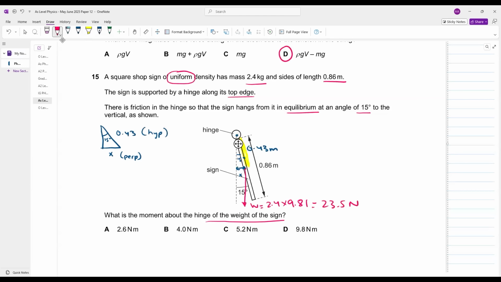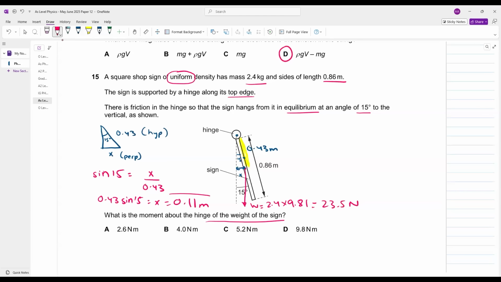We will say sine of 15 is equal to what? What is the perpendicular? x divided by hypotenuse, that is 0.43. Can you calculate the perpendicular? Yes, 0.43 sine 15 is equal to your value of x. Can we calculate that? This comes out to be 0.11 meters.